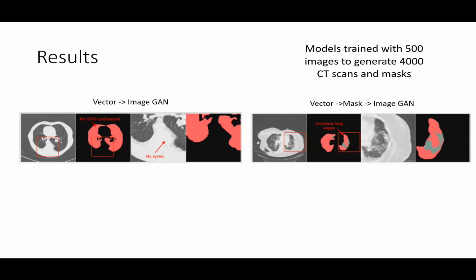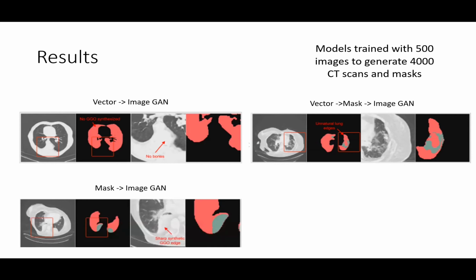The vector to mask to image, the problem is the long edges. If you look at the color, for example the green, it's like tiny pieces here and there, which isn't really supposed to be that way. It's categorized and not really well segmented.